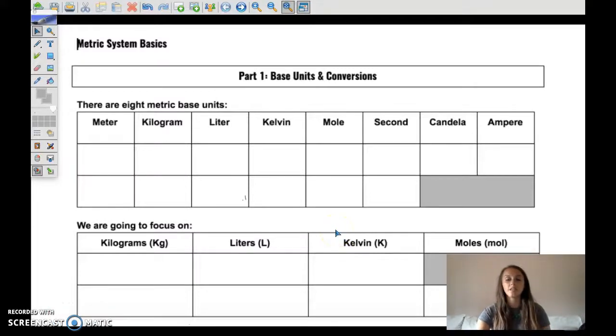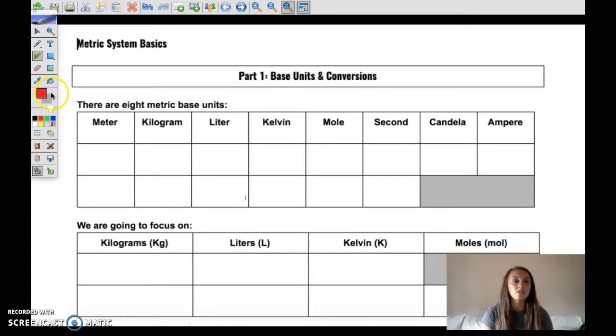Our first success criteria in chemistry is learning how to distinguish between the English and metric systems of measurement. And in this video, we are going to define the metric base units and learn how to list the metric prefixes by increasing order.